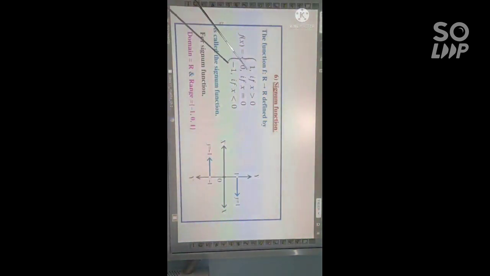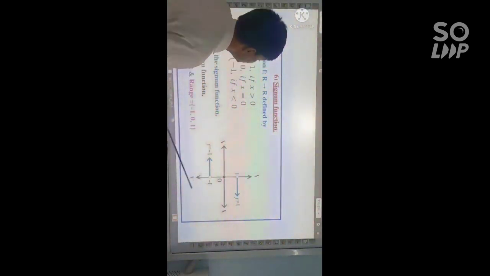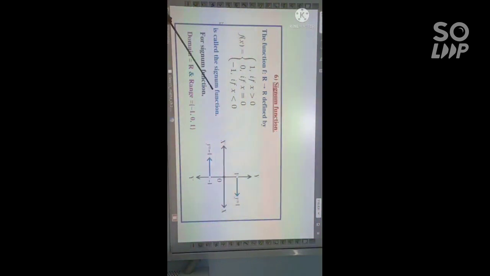So, if x is greater than 0, then we find 1. If x is less than 0, we find minus 1. And for x equal to 0, we find 0. For the signum function, we use an integer value. So, for x equal to 0, we find 0.